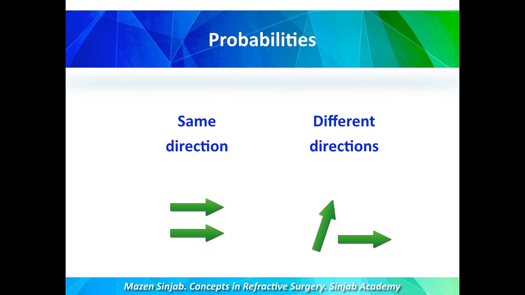Now, in terms of guidelines of treatment, we can say that there are 6 probabilities under the name of same direction and only 1 probability under the name of different directions. Of course, there are so many probabilities under the name of different directions, but in terms of treatment, all of these probabilities have the same rule of treatment.